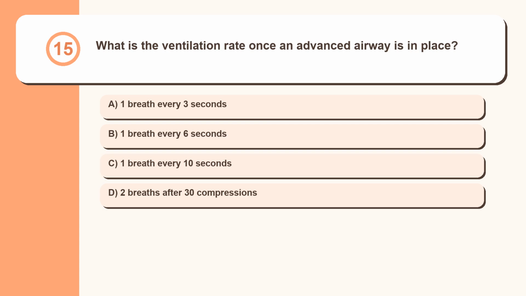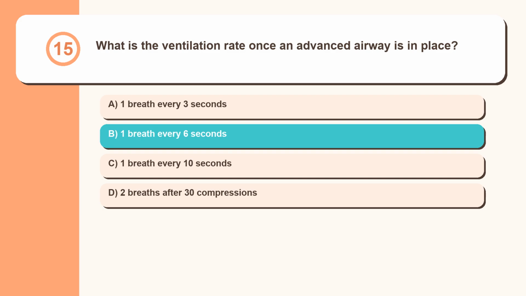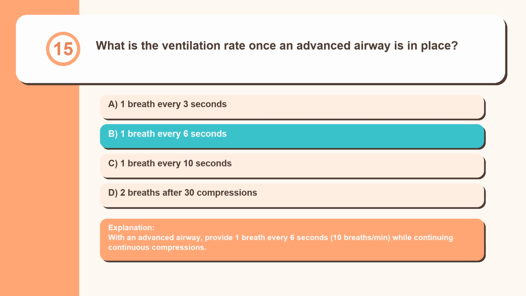Question 15. What is the ventilation rate once an advanced airway is in place? 1 breath every 3 seconds, 1 breath every 6 seconds, 1 breath every 10 seconds, 2 breaths after 30 compressions. With an advanced airway, provide 1 breath every 6 seconds, 10 breaths per minute, while continuing continuous compressions.